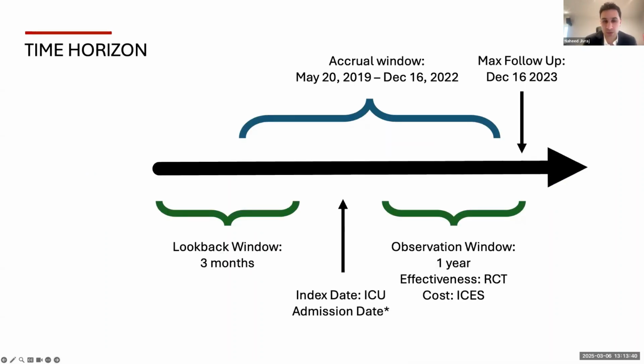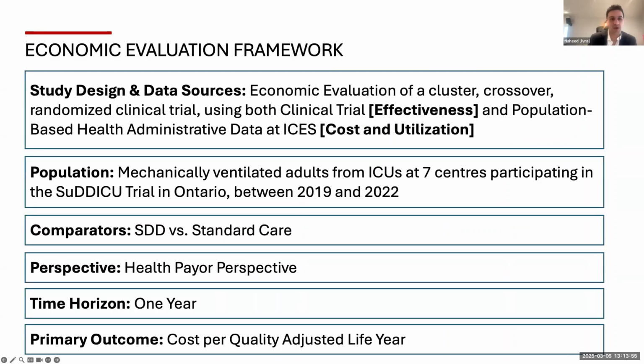So we accrued patients between May 2019 and December 2022. We're following them up till December 2023. And that allows for a 1-year observation window or follow-up period. So this summarizes very briefly what I've just discussed in terms of study design, the population, our comparators of SDD versus standard of care, the perspective of a healthcare payer of the Ontario healthcare system, and our 1-year time horizon.